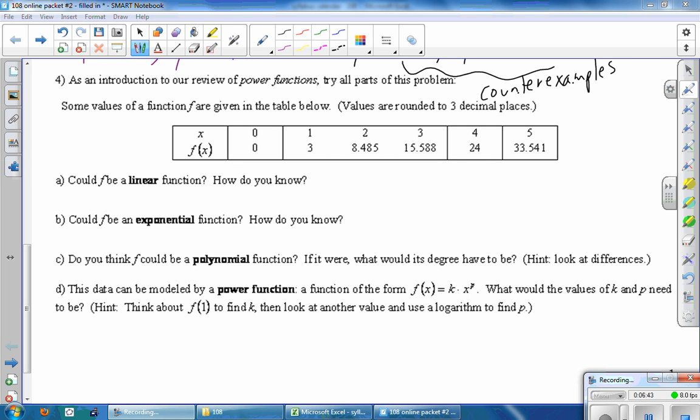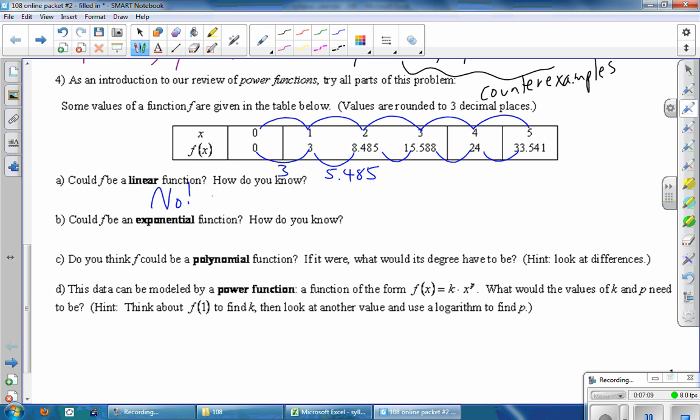Okay, so let's work through these quickly together. Could f be a linear function? How do you know? Well, notice that the x's here are each changing by 1, so that's a constant change in x. And if it's going to be a linear function, then we better also have a constant change in y. So for example, this is a change of 3, but this is a change of 5.485, so automatically I know it's not a linear function because these things here are not all the same. So we'll say it's a non-constant slope, I guess is the best way to think of it.